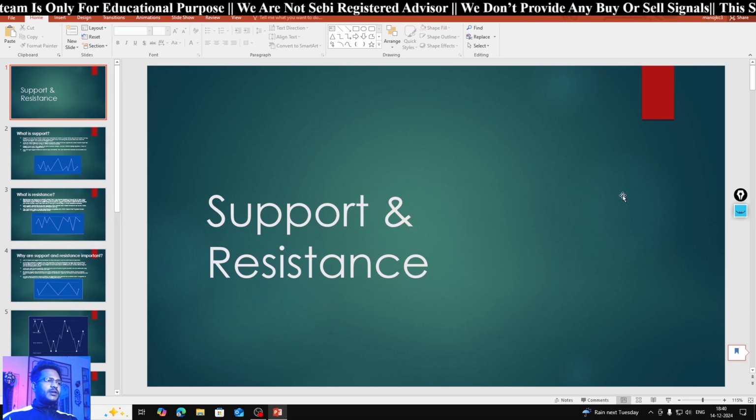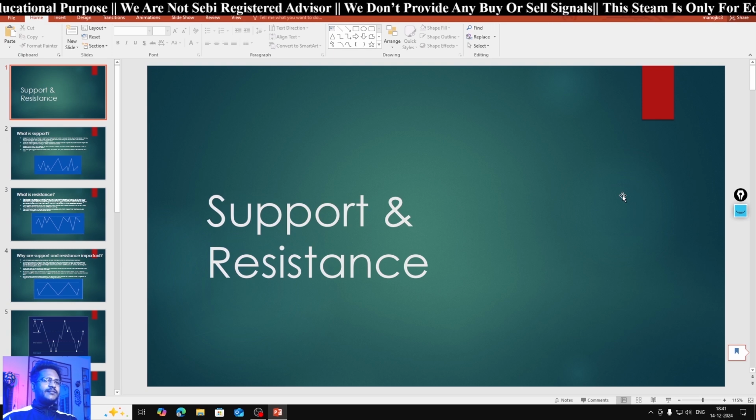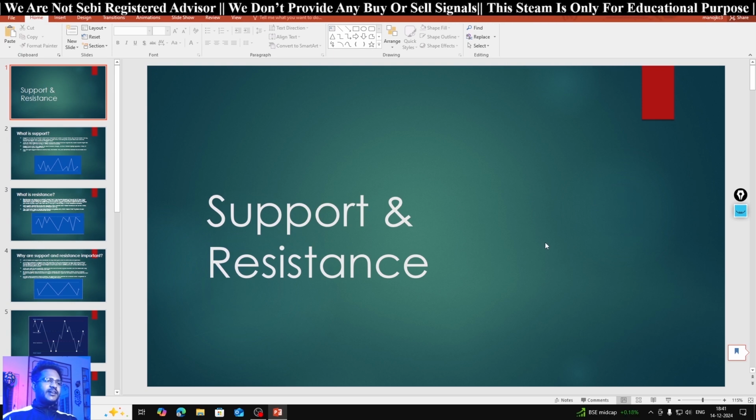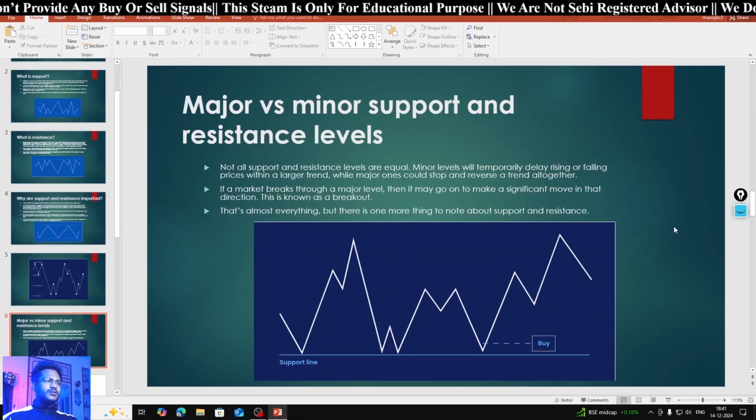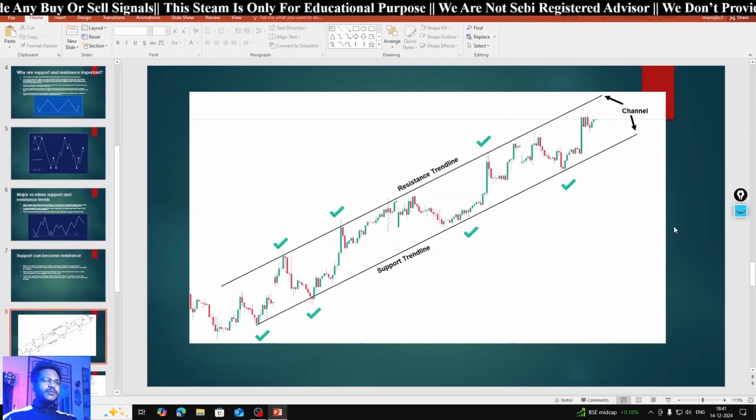So today we'll be learning about support and resistance, which plays a major role in trading. Not only this, we'll also be learning about trend line and trend line breakout. So let's try to learn in a simpler way so that you understand better. Let me just try to take an example.